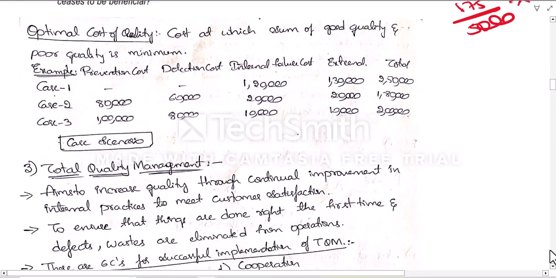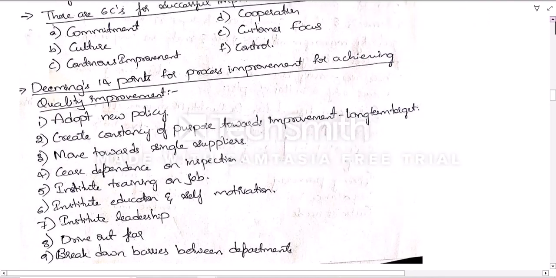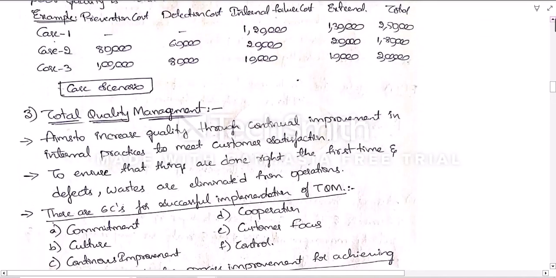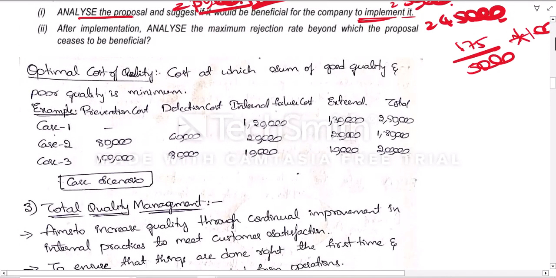Optimal cost of quality. What is meant by optimal cost of quality? It is the cost at which both the cost of good quality and the cost of poor quality are at a minimum. Okay, so at what point it will be minimum, we should find. See the below example to understand the case clearly.